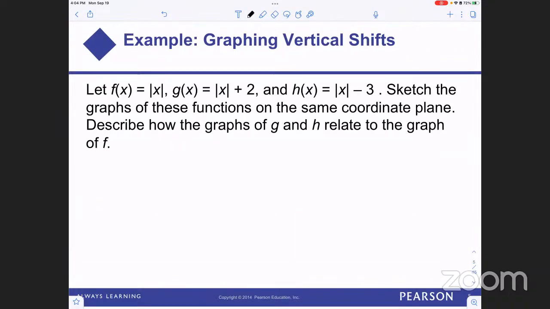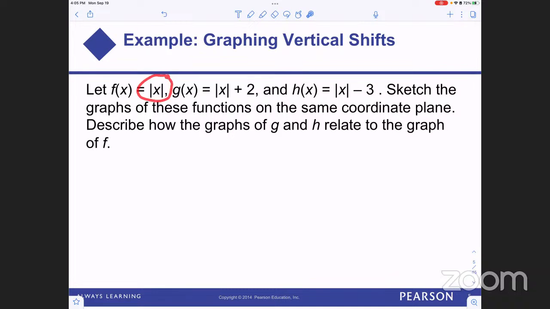So let f of x equal absolute value of x. That's going to be our basic function. Then we're going to consider g of x, which is our basic function plus 2, and h of x, which is our basic function minus 3. We're asked to sketch the graph of these functions on the same coordinate plane and describe how the graphs of g and h relate to the graph of f.